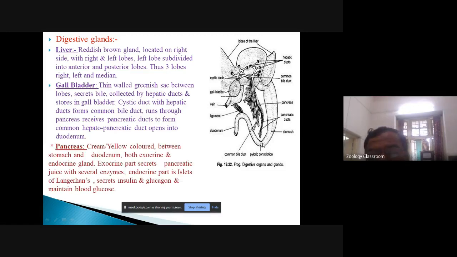Now come to the pancreas. Okay, so this pancreas, what is its color? It is cream color or yellow color. Where is it located? It is located between the stomach and the duodenum. This is the stomach and this is the duodenum. So this is the pancreas. It is located in between the stomach and the duodenum. It is a dual gland. Dual means it is a double gland. It means some part of the pancreas works as the exocrine part, while some part of the pancreas works as the endocrine gland.